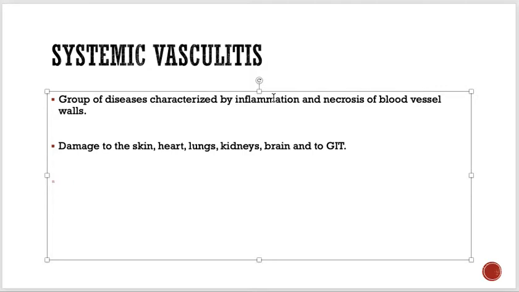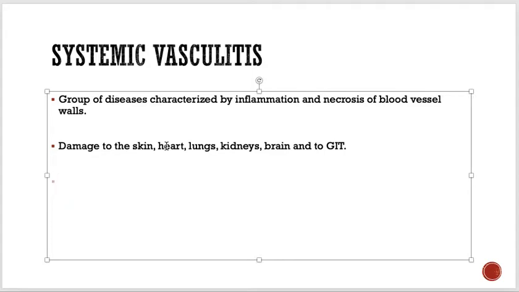All organs depend on the blood supply, but what kind of damage it will give depends on which kind of vasculitis is there, or on the size of the vessel which is inflamed. These conditions can be mild, affecting one organ, or so severe and systemic that they can lead to multiple organ failure.